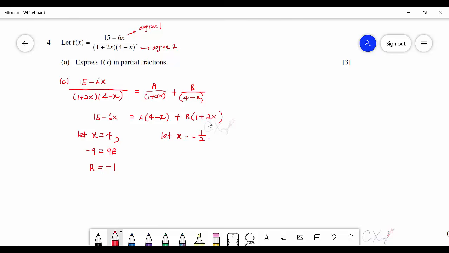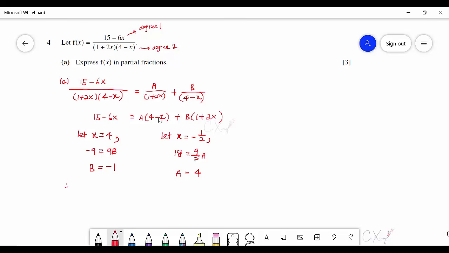Okay, when I substitute x equals negative 1 over 2 into the whole equation, the left hand side, I will get 18. And if I substitute x equals negative 1 over 2 into here, I will get 9 over 2, 8. And when I try to simplify it, my value for A will be equal to 4.